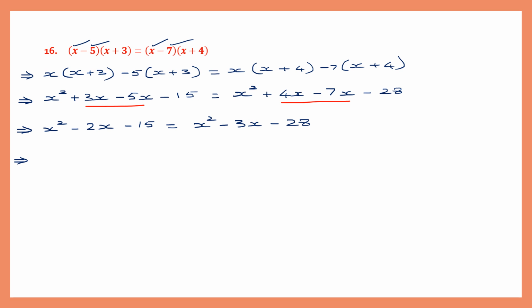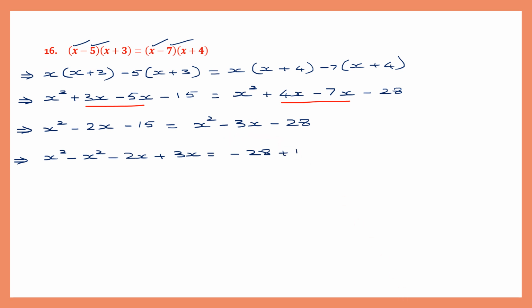Now let's bring all the x square terms to one side and the x terms to the left side and move the whole number to the right side. So x square, and from the right I'm bringing the x square to this side, so it becomes minus x square. Then on the left we have minus 2x. I'm going to bring minus 3x to this side, so it's going to become plus 3x. Now on the right hand side I have minus 28 as it is. Now I'm going to move this minus 15 to the right side. It will become plus 15.